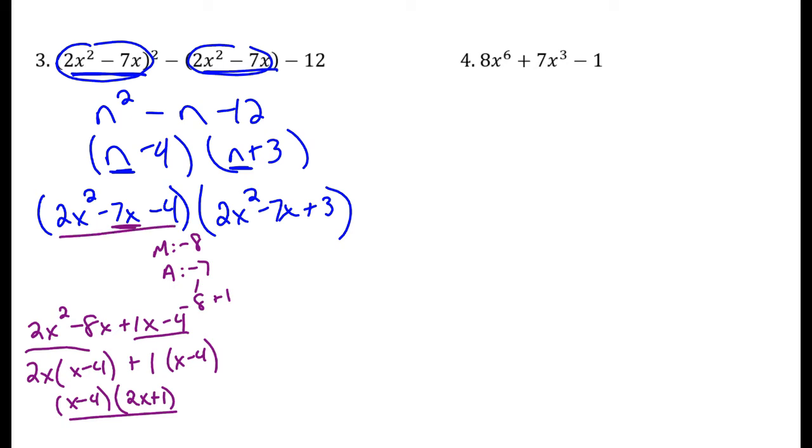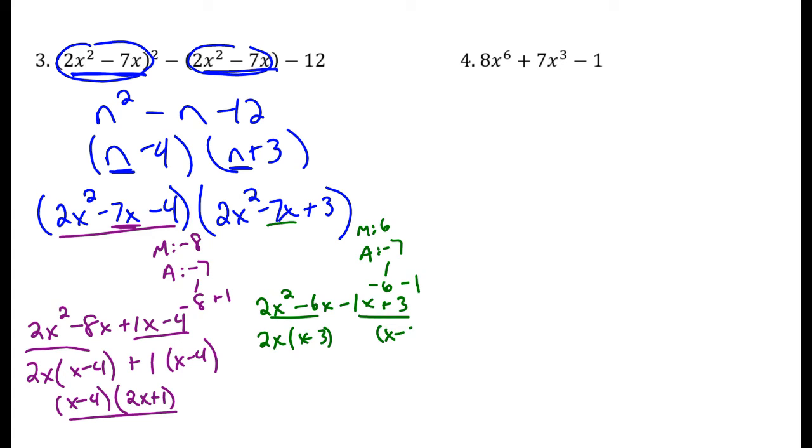And let's repeat the whole process here. What multiplies to 6 that adds to negative 7? Well, that's negative 6 and negative 1. Split that middle term: 2x squared minus 6x minus 1x plus 3. Now that I've written it as 4 terms, we group.